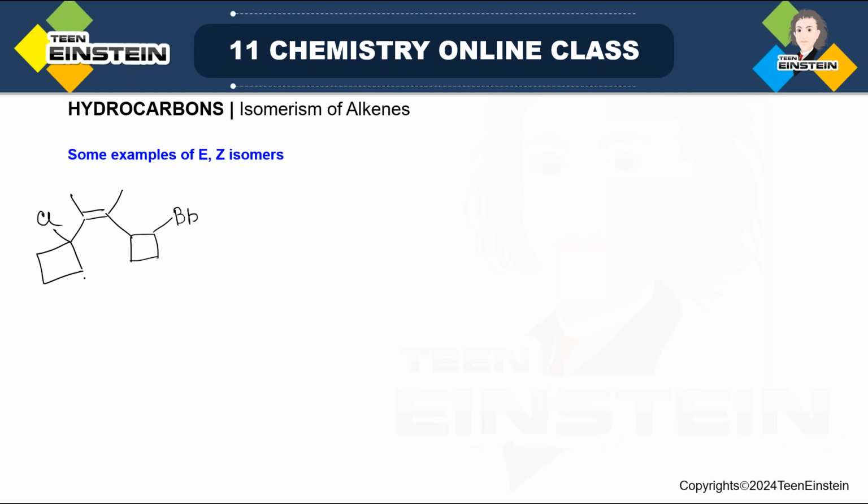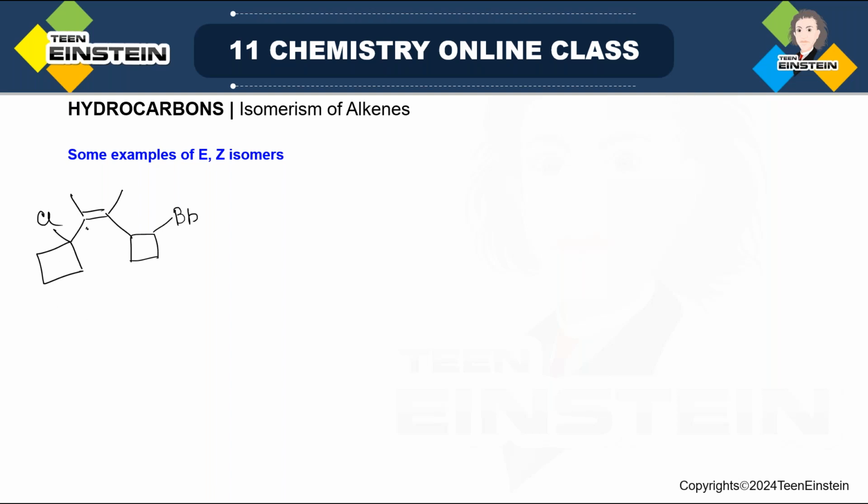Here we have to call it in terms of E/Z, not cis/trans, because we have more than 2 different groups. We have one cyclobutane with chloro, another cyclobutane with Br, and we have methyl groups. Now don't call it cis because 2 methyl groups are on the same side. That is not the right way, because you have more than 2 different groups.